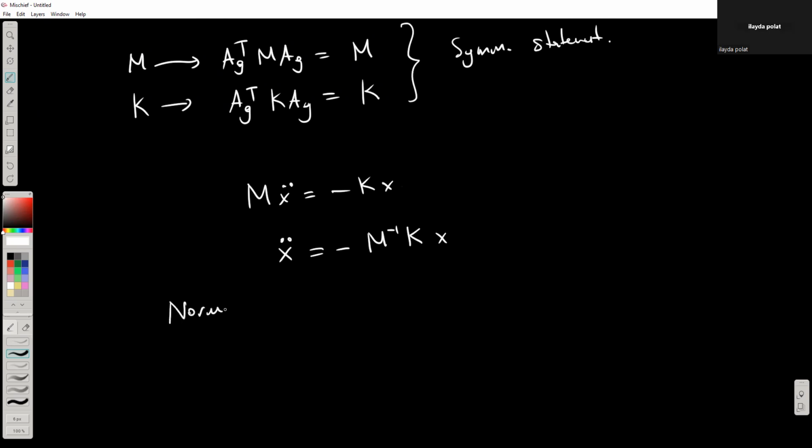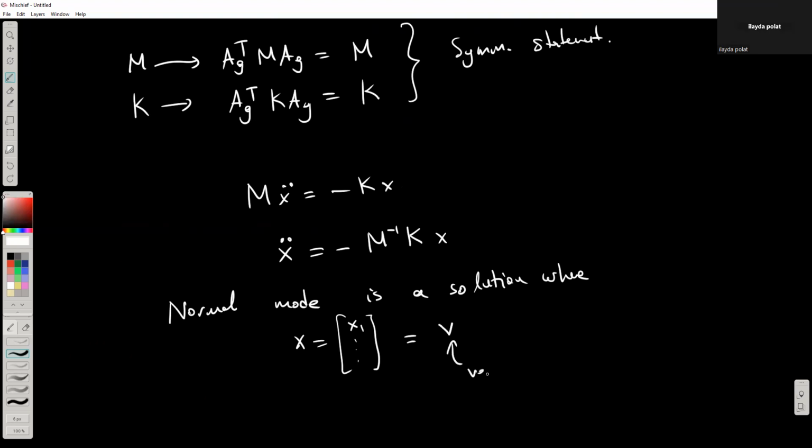So the normal mode, right? Normal mode is a solution where this x in here, which is a column matrix, if you remember, is equal to some kind of a vector, a column vector, multiplied with cosine of omega t. Okay, it's actually a mode where the displacement pattern doesn't change, but the displacement changes periodically with a single frequency. Okay, we don't have many terms in here. Here we just have a single frequency.